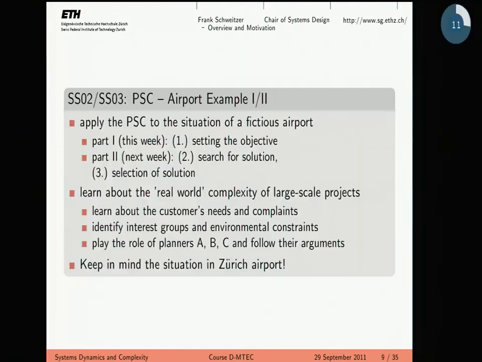Yes, so this is the self-study. You need to apply the problem-solving cycle to these airports. As I mentioned, this week, or technically next week, we'll deal with setting the objective. Okay, so it's the other way around. This week it's only going to be setting the objective, and then the second part is searching for a solution and selecting a solution.